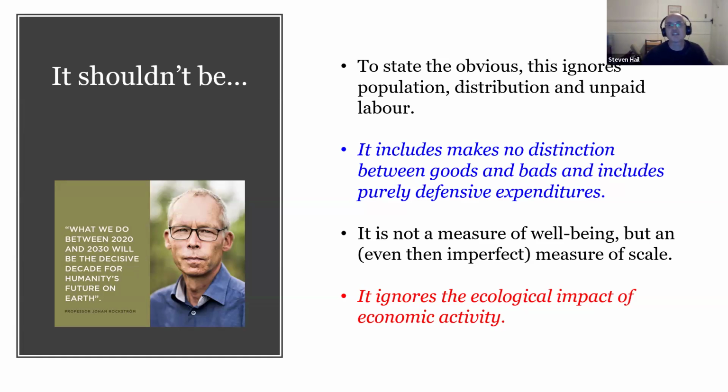GDP also, as is often said, doesn't include unpaid labor, including unpaid labor in the household, caring labor at home, which ought to be included in any indicator of human well-being. As we've said many times before, it makes no distinctions between goods and bads. Trees play no role in gross domestic product until you chop them down, and it includes purely defensive expenditures.